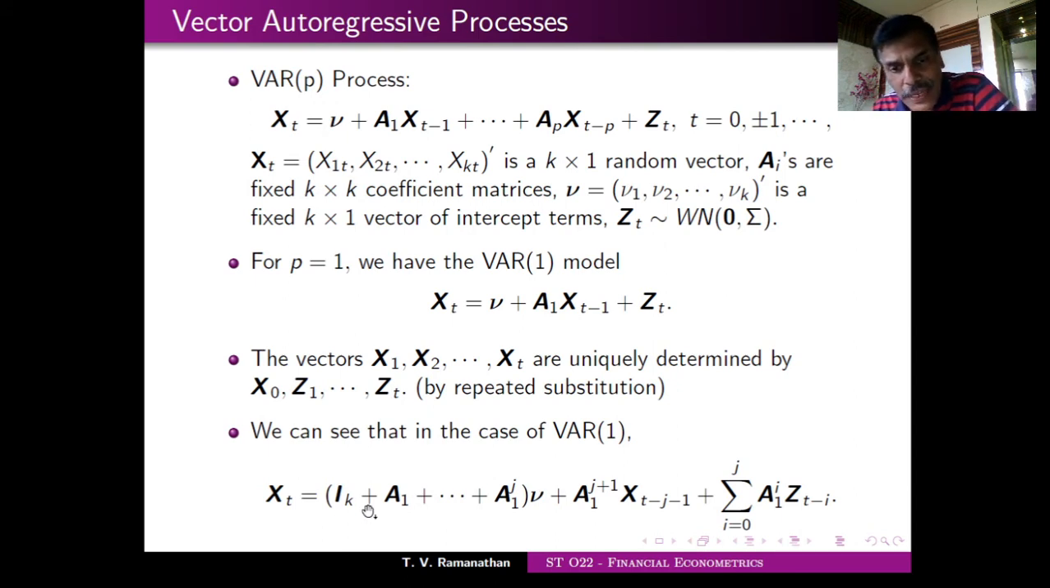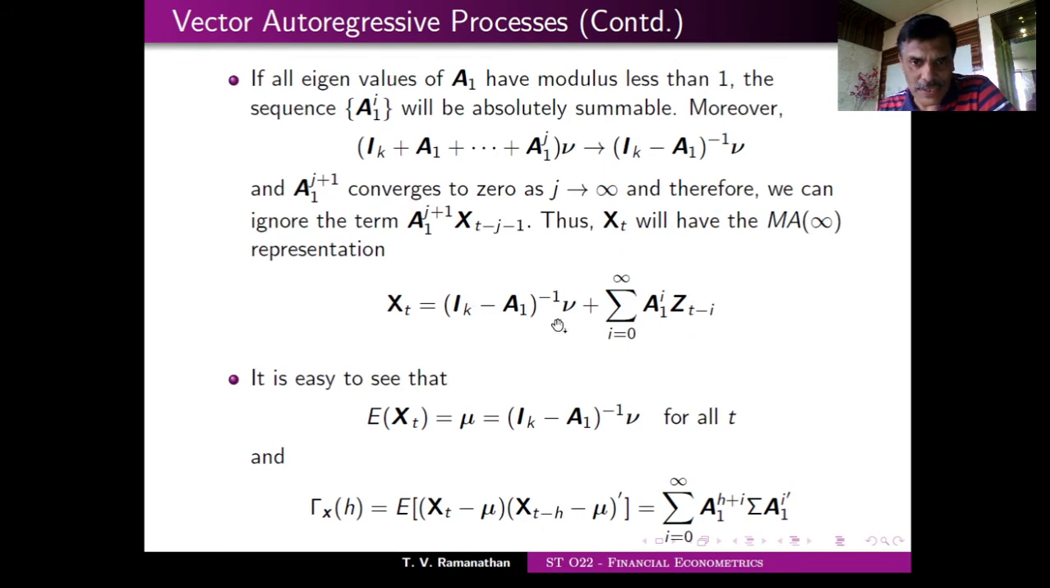Like in the univariate case, if j goes to infinity, this is like an infinite geometric series. It's like 1 plus phi plus etc. Where does that converge? To 1 upon 1 minus phi. Now here there is nothing like 1 upon 1 minus phi. What is the parallel to that? The parallel is (I minus a1) to the power of minus 1. Because I minus a1 is a matrix, the infinite sum actually converges to (I minus a1) to the power of minus 1. So that is this term.